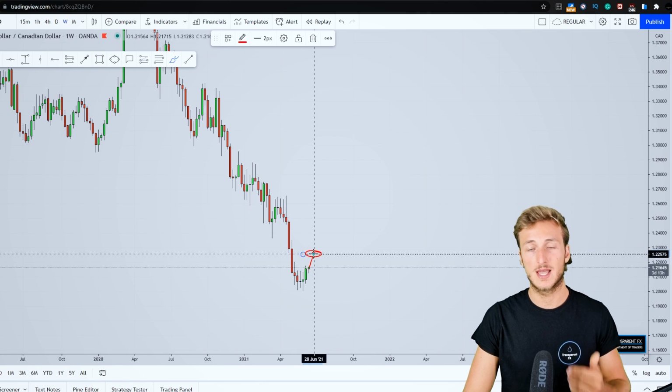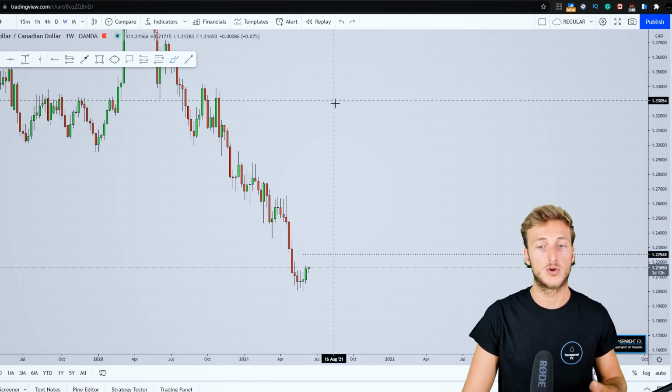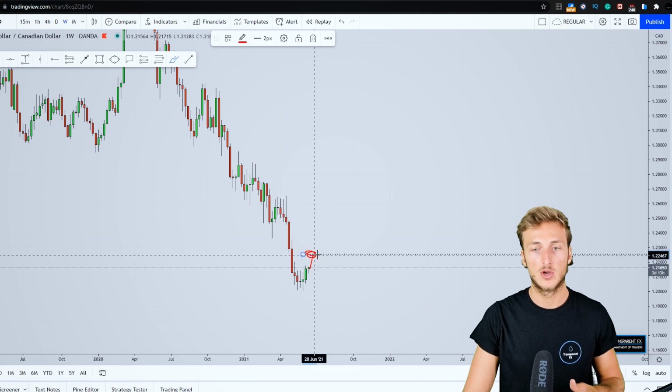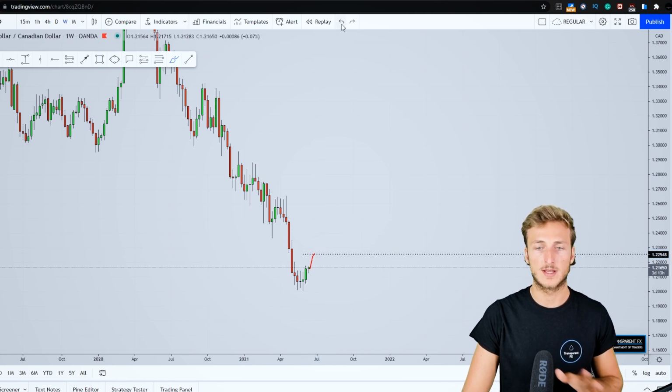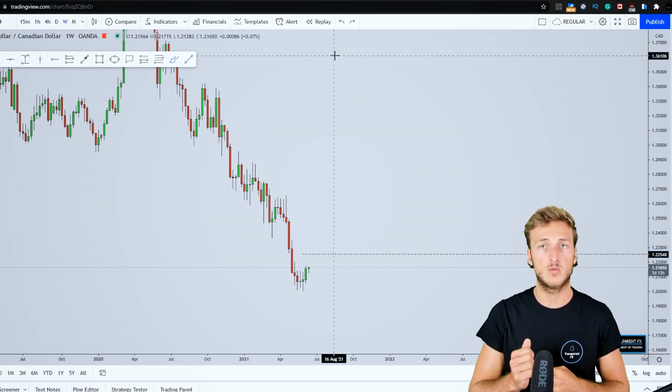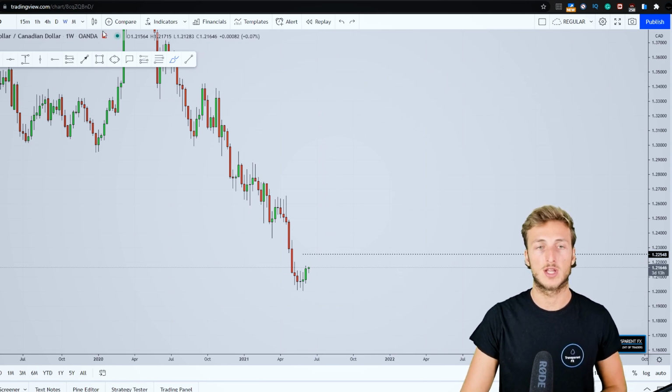This is the first target to the upside that we have here for USDCAD. We want to see the market reach at least this area. So at the moment, everything is clear, monthly and weekly, both indicating for a potential move to the upside.